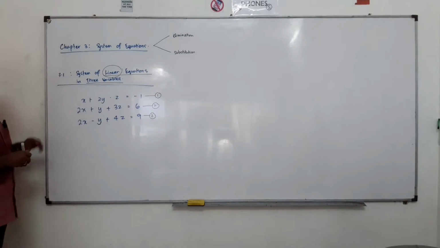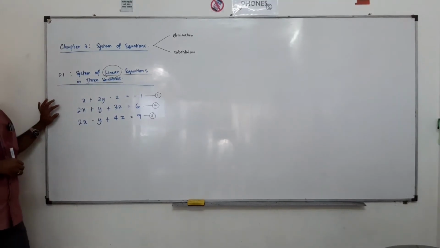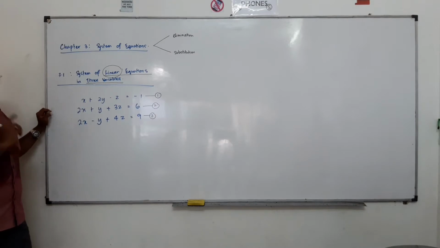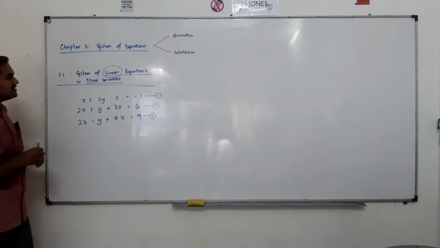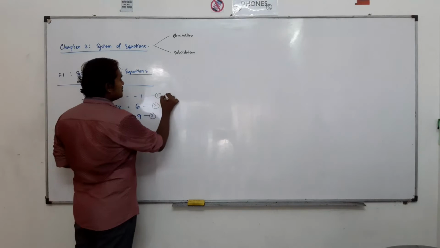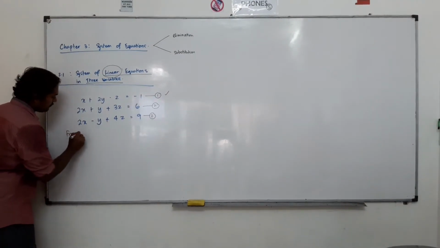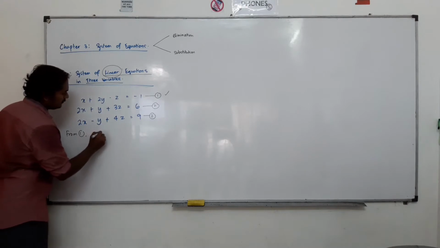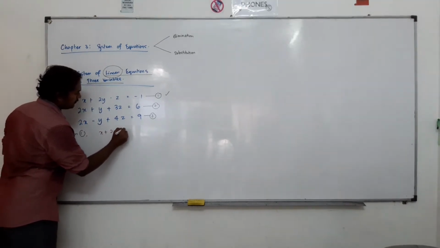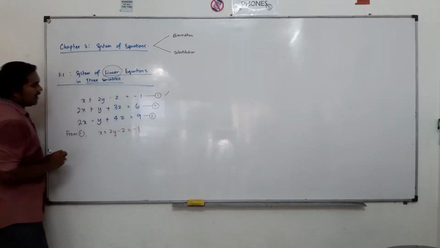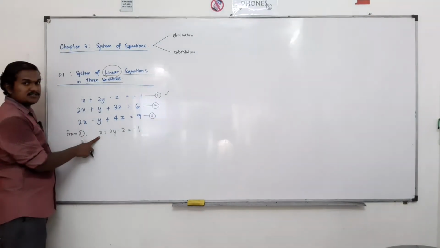After that we are going to select one equation, select one of the variables, and make that variable the subject. For example, I am selecting equation 1 first. From equation 1, I am going to make x the subject.